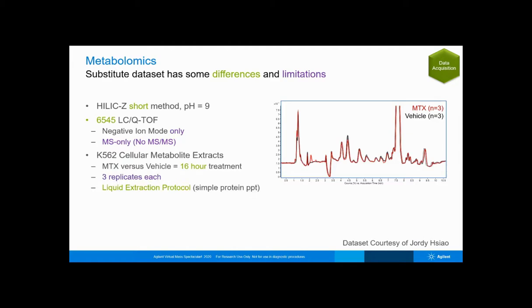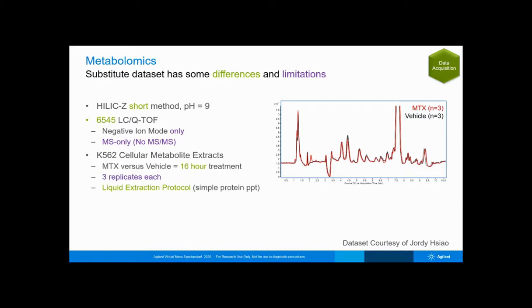Let me briefly describe this dataset, as there are some differences from the experiment we had originally planned, and also some limitations. First, the chromatography method is different than the highly optimized HILIC-Z gradient that I'll show on the next slide. The dataset was acquired on the 6545 Q-TOF, in negative ion mode only, and with MS1 data only. The lack of MS/MS data here means we can only go so far in the analysis, as we can't quite get to confident metabolite identification with this dataset.